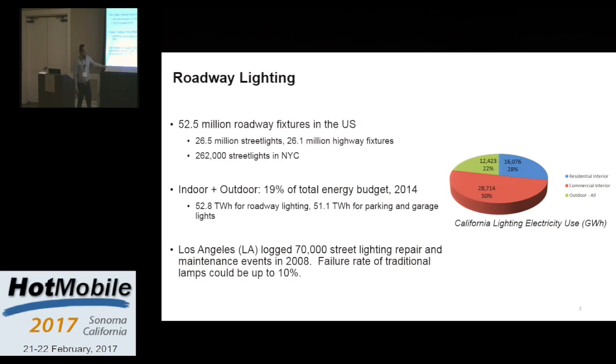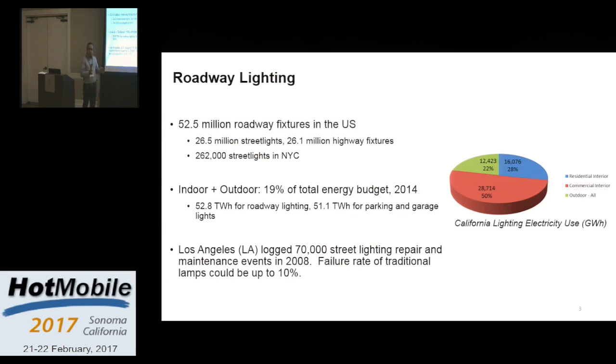For example, let's look at California. When it comes to California's lighting electricity bill, 22% of it is actually coming from street lights. In 2014, 19% of the country's energy budget went into lighting itself.